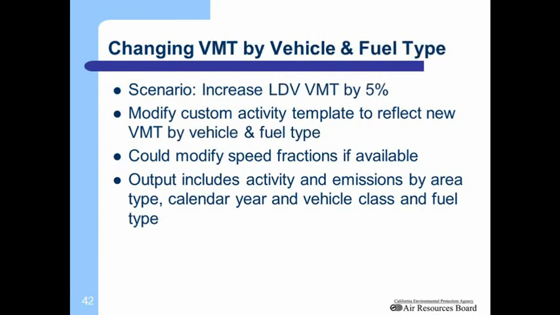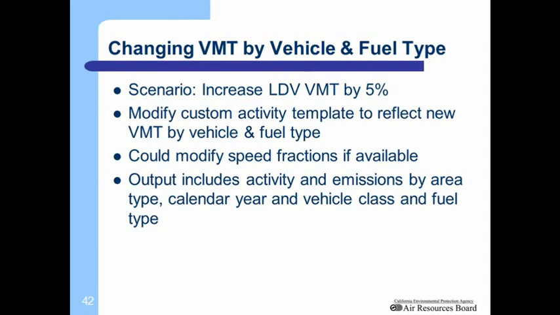Let's look at another scenario. This slide shows how to change VMT by vehicle class and fuel type. In this scenario, we are going to increase LDV VMT by 5%. Again, you need to go through a similar process. First, we need to modify the custom activity template to reflect the new VMT by vehicle class and fuel type. We could modify speed fractions if available, but we don't have speed fractions in this scenario as well, so we are not going to modify the speed fractions.